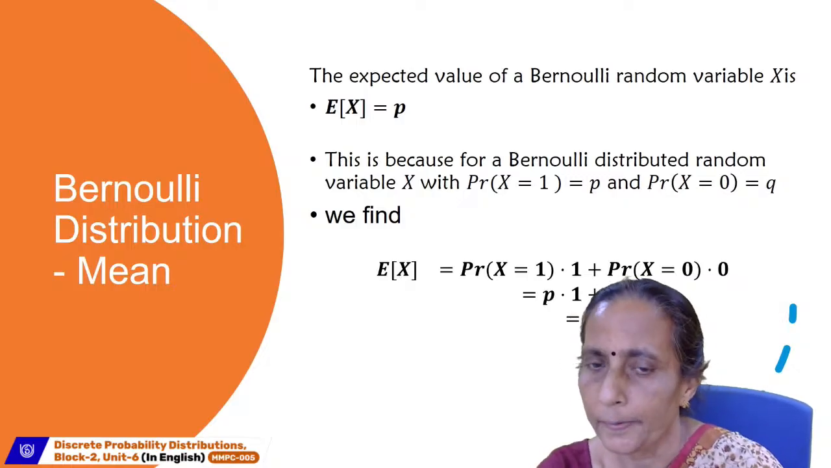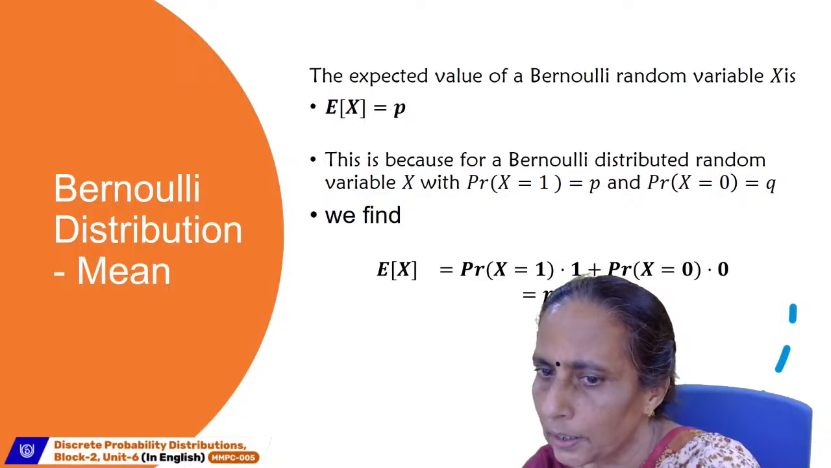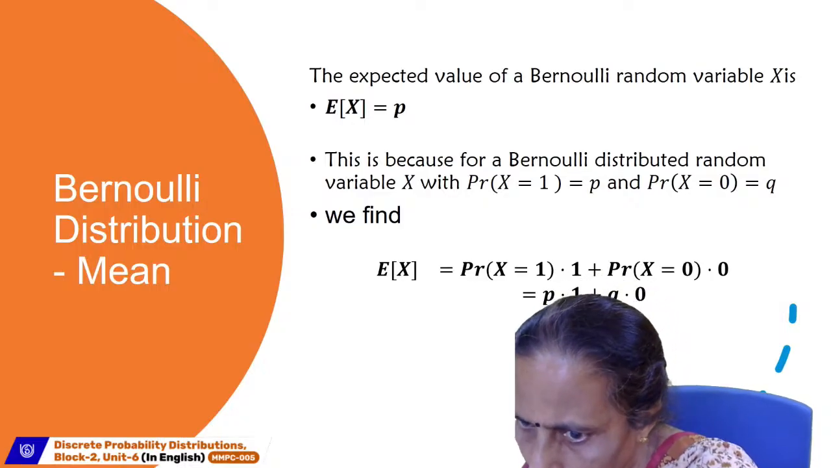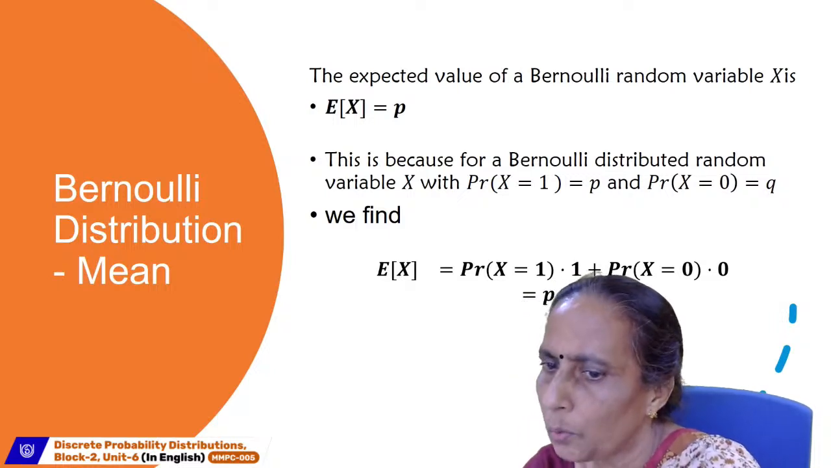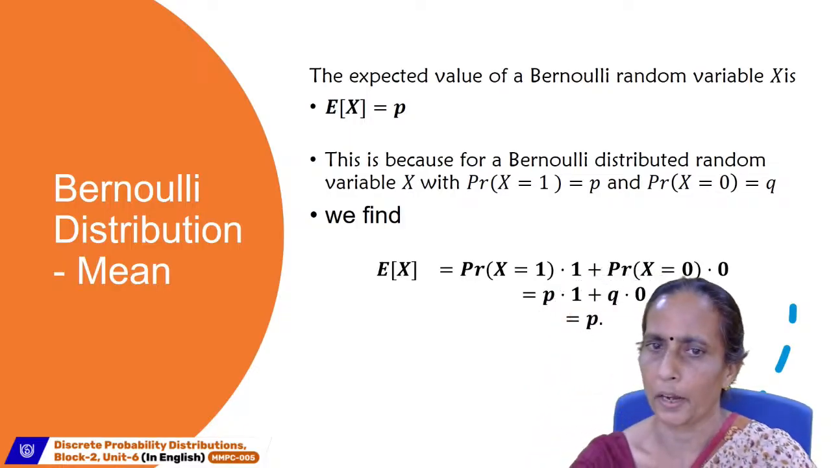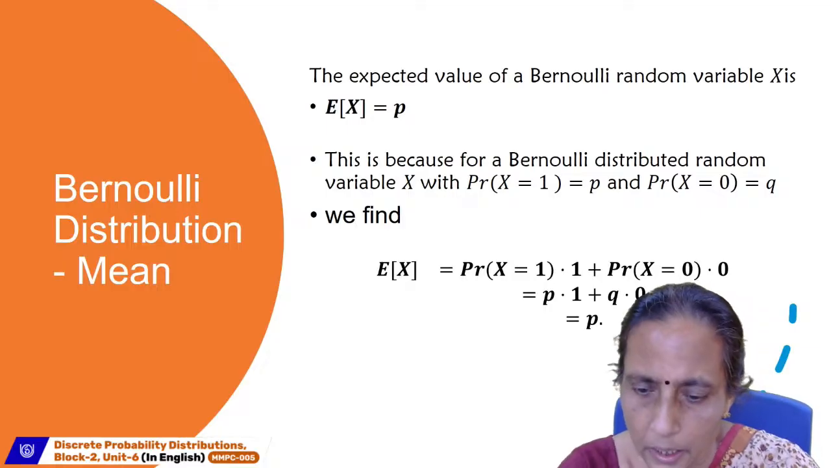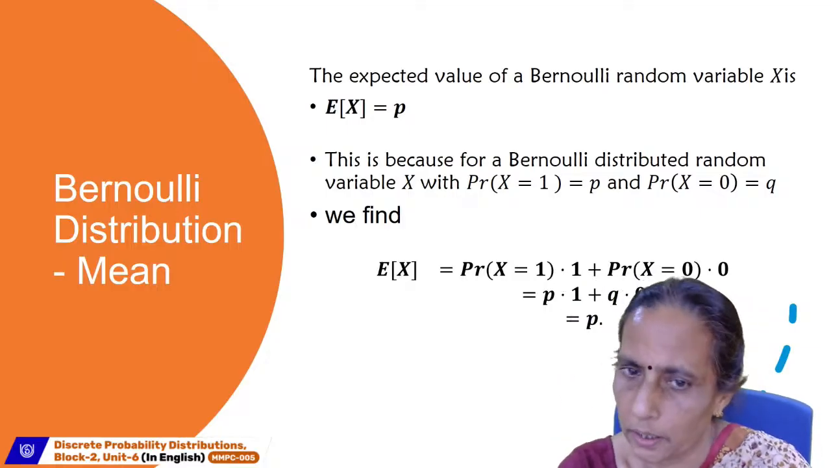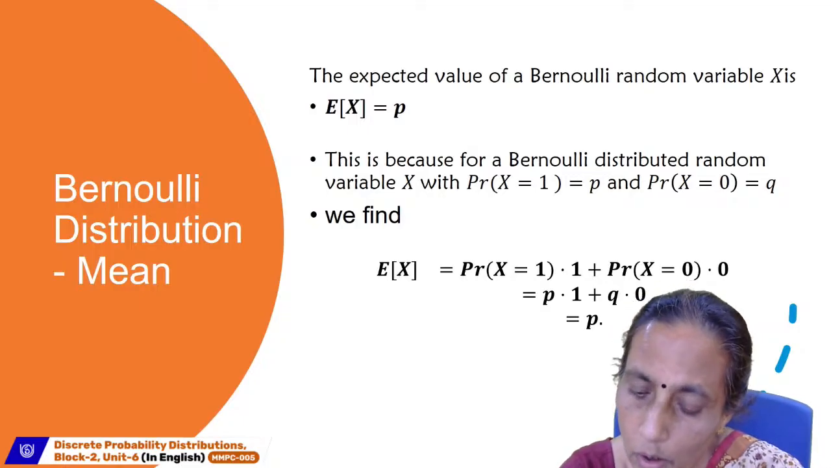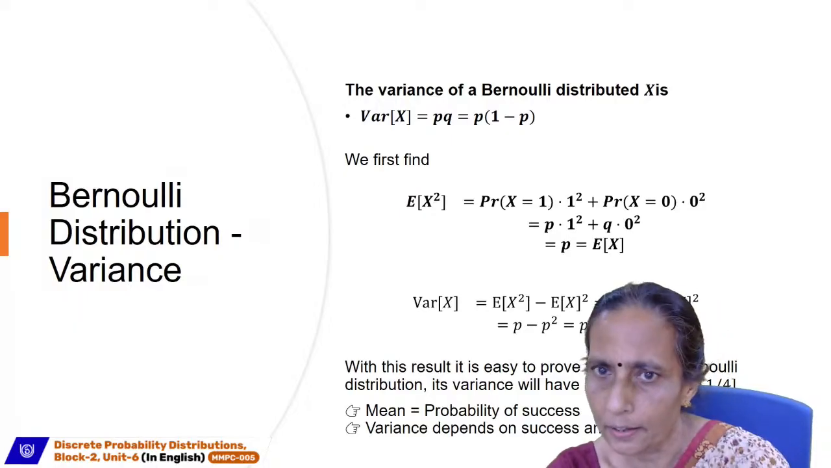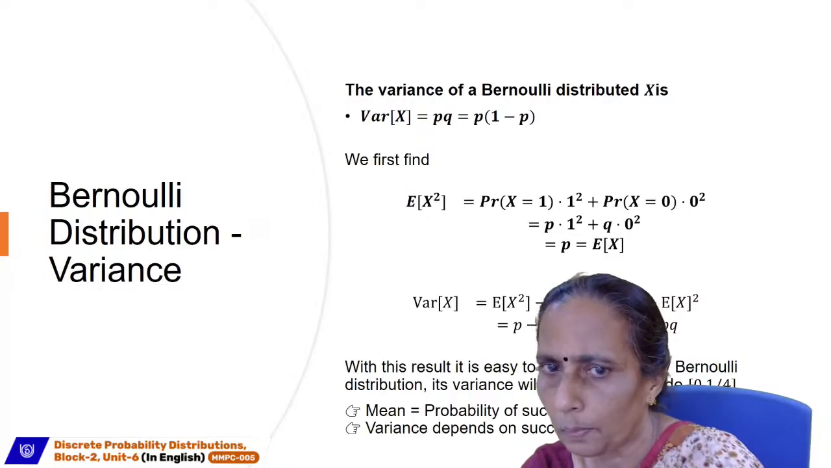So we find expectation of x as probability that x is equal to 1 into 1 and probability that x is equal to 0 into 0. So p into 1 plus q into 0 is equal to p. This is how your Bernoulli's expected value can be calculated. So expected value of Bernoulli random variable x is equal to p. And variance of a Bernoulli distribution x is pq, that is p into 1 minus p.